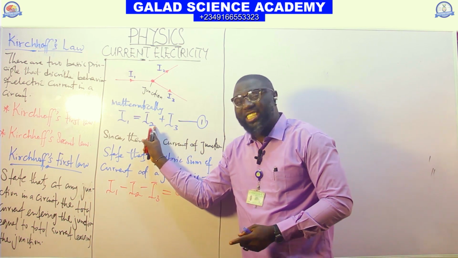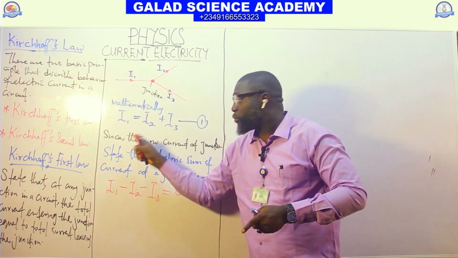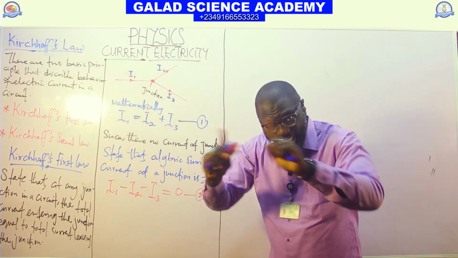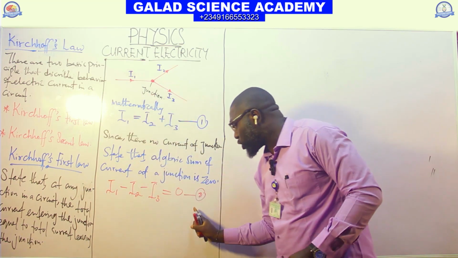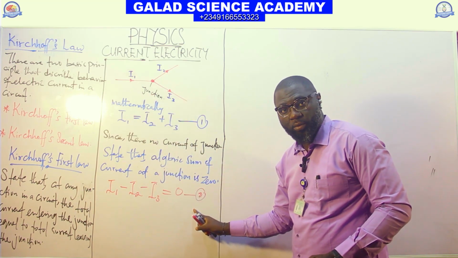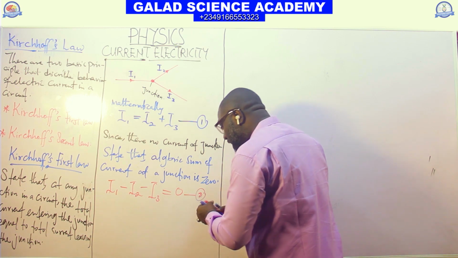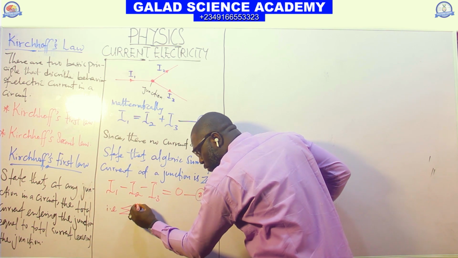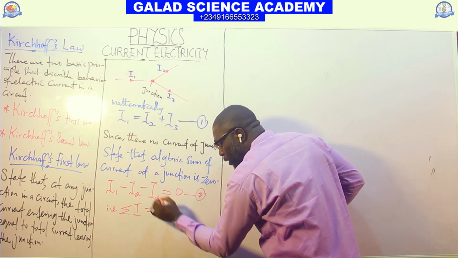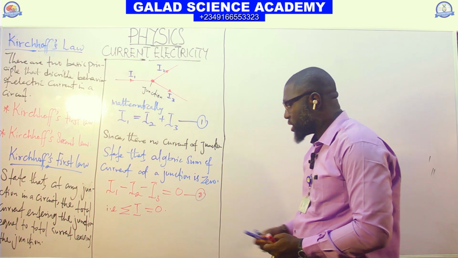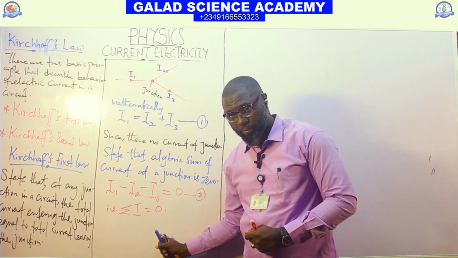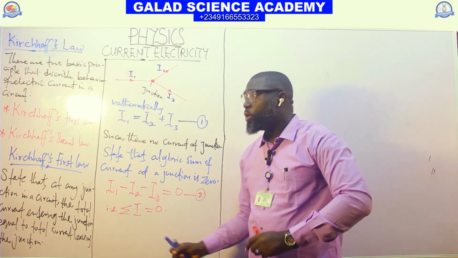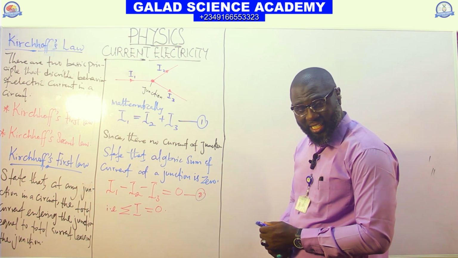So this expression is Kirchhoff's first law. At every junction of the circuit, no current stays there. The algebraic sum of the current there is equal to zero. So we can change this expression to: the sum of current is equal to zero at a junction. Am I communicating? Good.